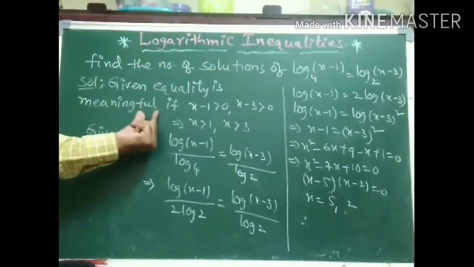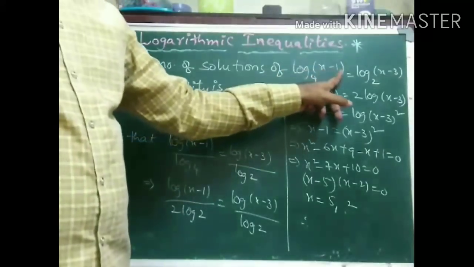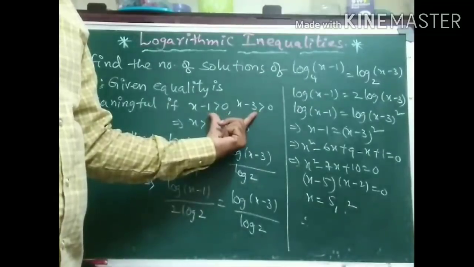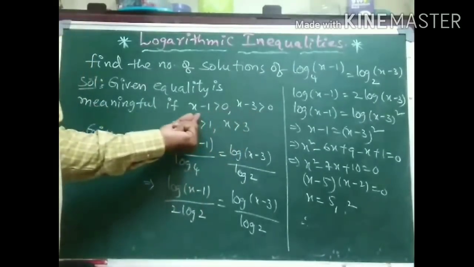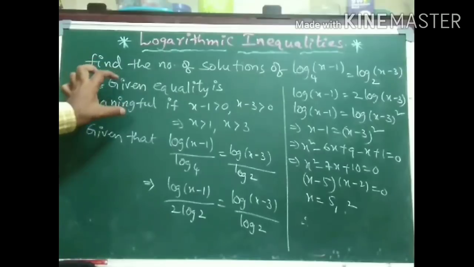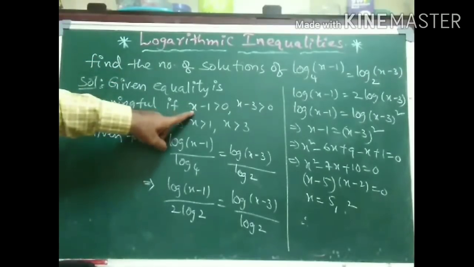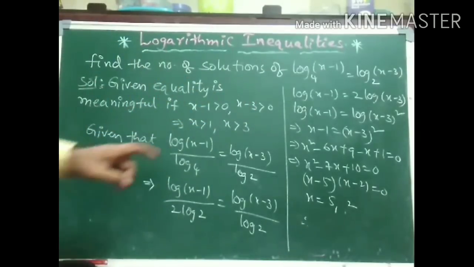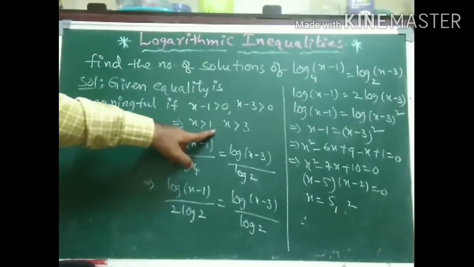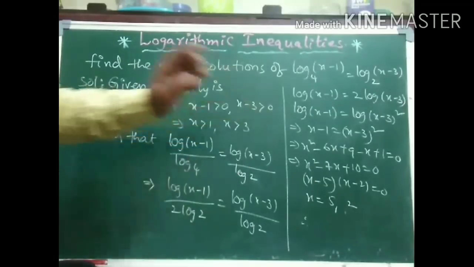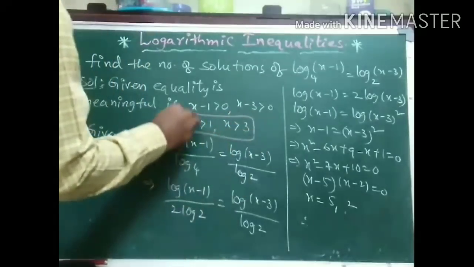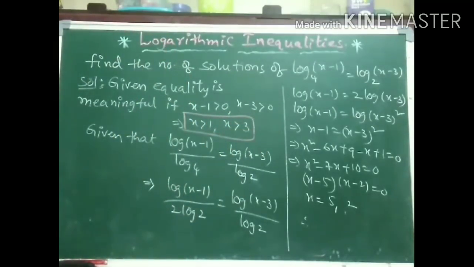Now the given equality is meaningful if x minus 1 and x minus 3 both must be positive numbers. So hence I can mention that the given equality is meaningful if x minus 1 greater than 0, x minus 3 greater than 0. So from this we can get that x is greater than 1 and x should be greater than 3. Isn't it? So this is one of the conditions we got. Okay, keep it aside and coming to the problem.